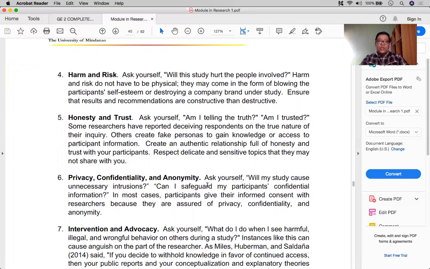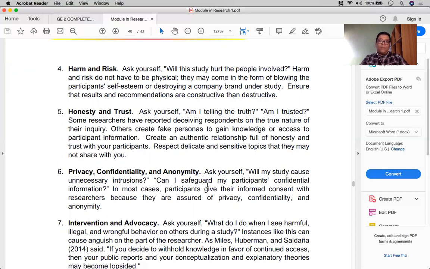Create an authentic relationship full of honesty and trust with your participants. Respect delicate and sensitive topics that they may not share with you. So if there are aspects of their lives or experiences which they are not willing to share with you, then you have to respect them, okay?